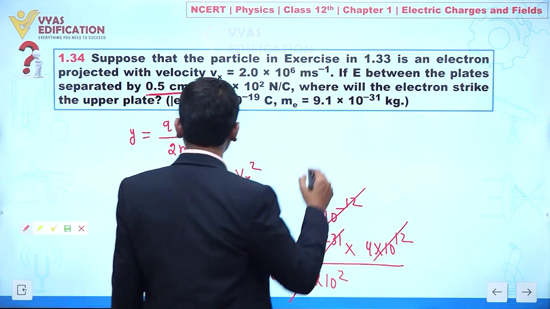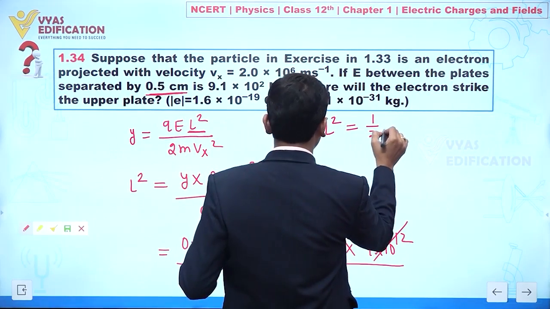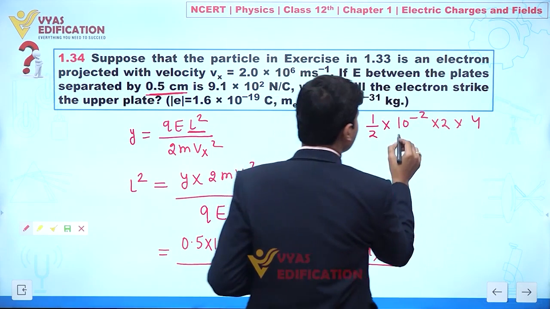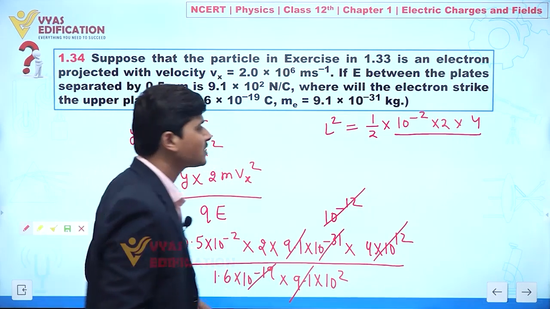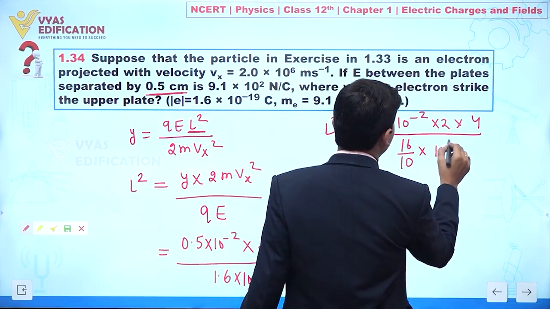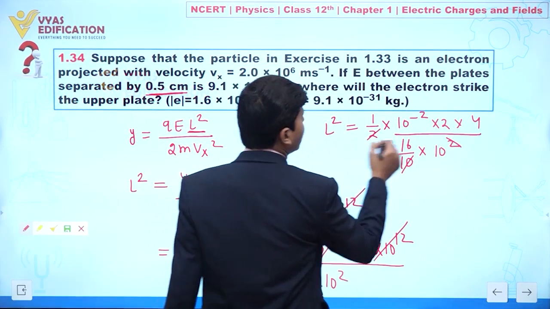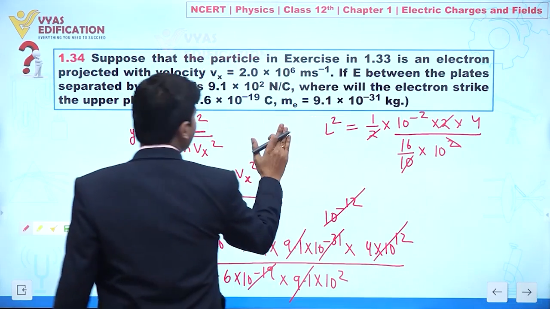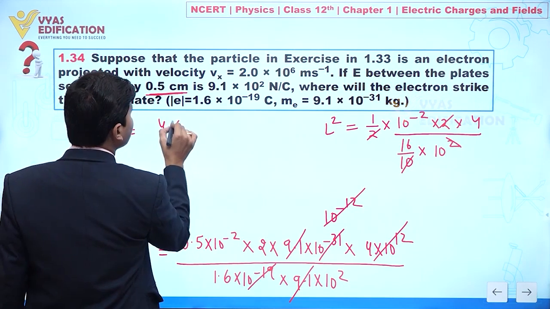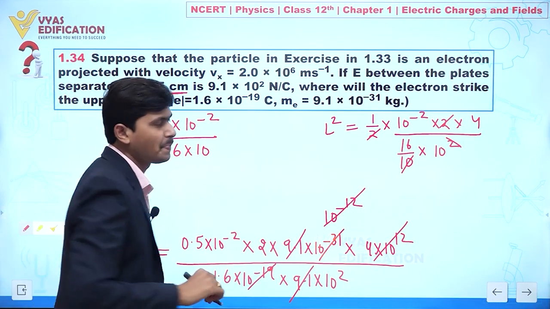Clear to you? So from here we can write L square is given by 0.5, which is 1 by 2 into 10 to the power minus 2, into 2 into 4. Clear? Divided by 1.6, so we can write this as 16 by 10 into 10 to the power 2. Yes or no? So from here this one and this one cancelled out, 2 and 2 cancelled out. Clear? Now we can write the value of L square like this: L square is equal to 4 into 10 to the power minus 2 divided by 16 into 10. Yes or no?